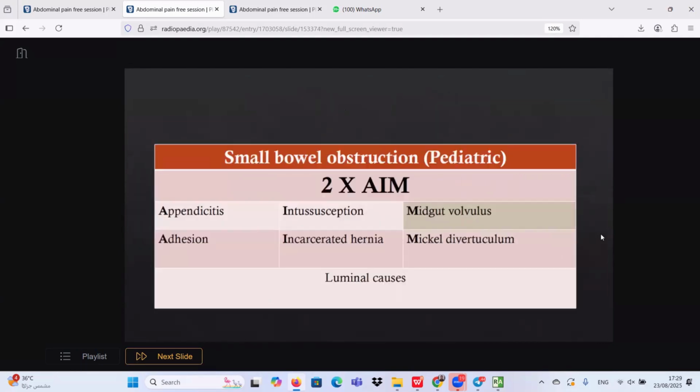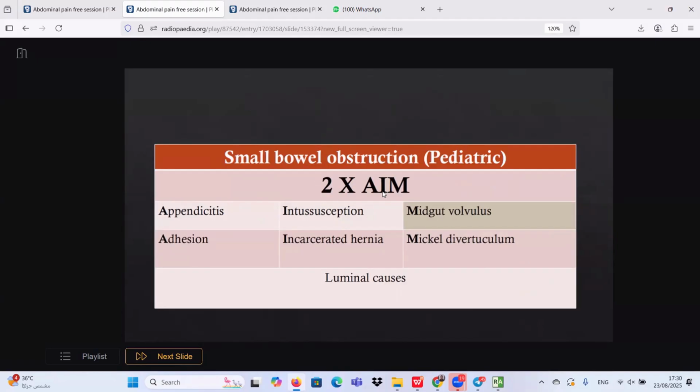The small bowel obstruction in the pediatric age group, the cause is totally different. In adults, it's different than in the pediatric age group. In the pediatric age group, we have 6 main causes: appendicitis, which is very common; adhesion, intussusception, incarcerated hernia, mid-gut volvulus, and Meckel's diverticulitis. The top 3 in the pediatric age group are appendicitis, intussusception, and mid-gut volvulus.